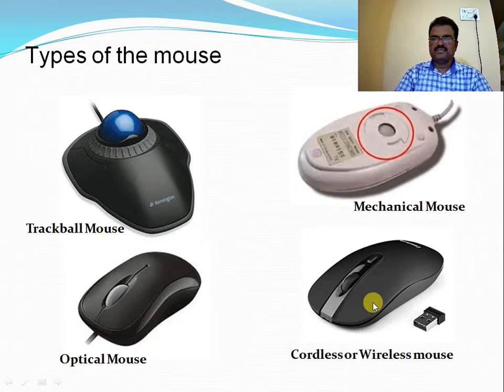It means with wireless we can connect to any computer, any laptop computer, and also any desktop computer. When purchasing, we get a wireless dongle, a USB-like device. We have to insert it in the desktop, and this will be connected with the help of infrared rays, so that the mouse can work. These are the types of mouse: trackball mouse, mechanical mouse, optical mouse, and cordless and wireless mouse.